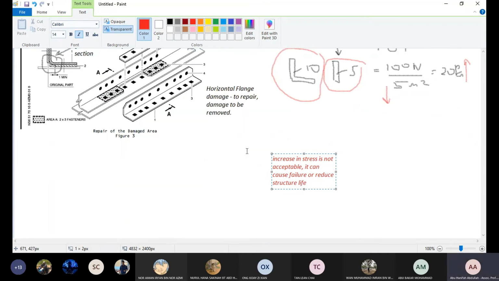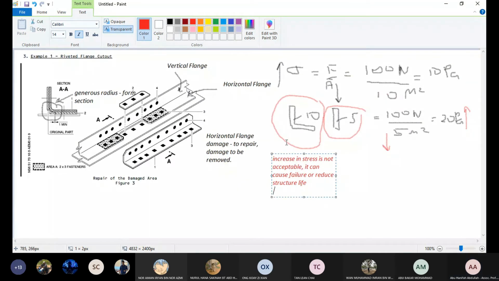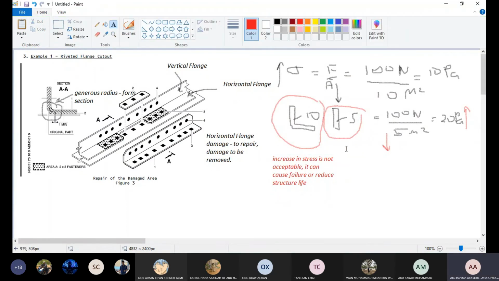Remember, I have been explaining to you about the S-N curve, okay? In the previous lecture, we have this stress cycle and we have a curve, and if we increase the stress, the life will reduce. If we lower the stress, the life will live almost forever. So that is one of the problems, because it reduces the life.